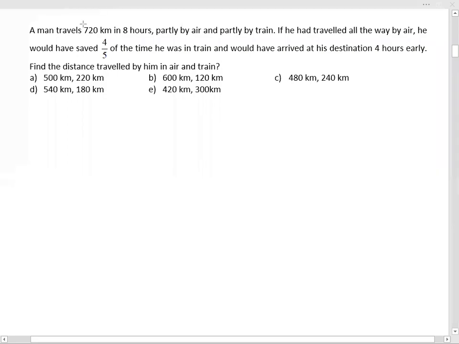A man travels 720 kilometers in 8 hours, partly by air and partly by train. If he had traveled all the way by air, he would have saved four-fifths of the time he was in train and would have arrived at his destination 4 hours early. Find the distance traveled by him in air and train distance. This we need to find.